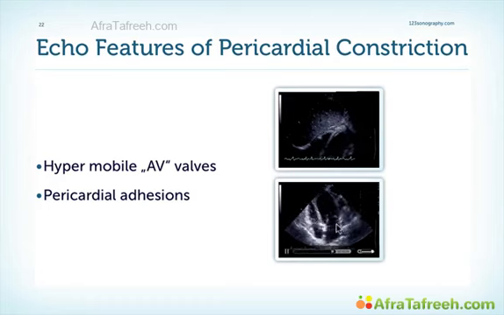We have hypermobile AV valves caused by rapid early filling. But you can also see pericardial adhesions. In the setting of constriction, we often have obliteration of the parietal and the visceral layer of the pericardium. And often the pericardium is still attached to the surrounding tissues. And therefore, it is sometimes possible, as you can see in this example, that adjacent tissue moves with the heart. Of course, this is not a diagnostic finding either, but it's part of the puzzle.